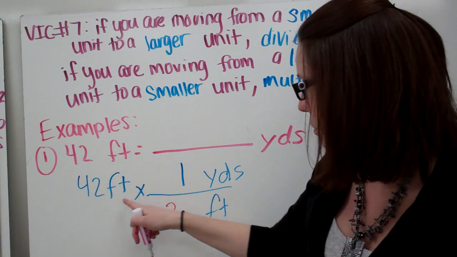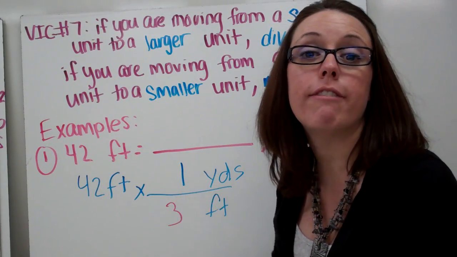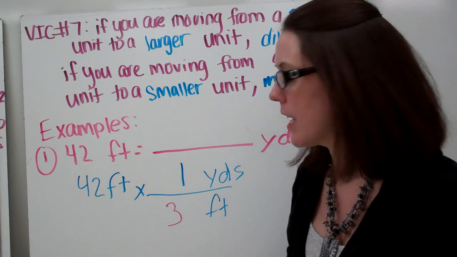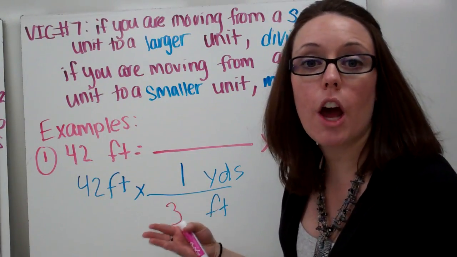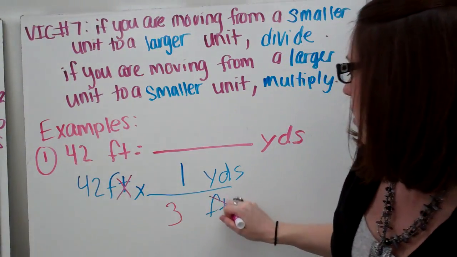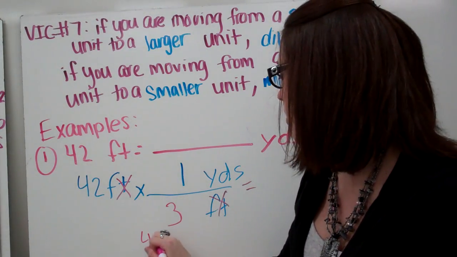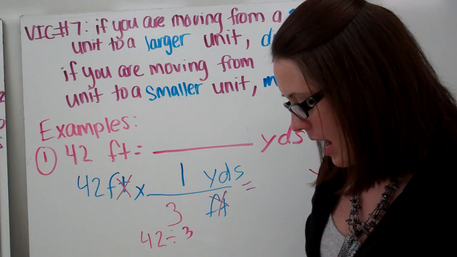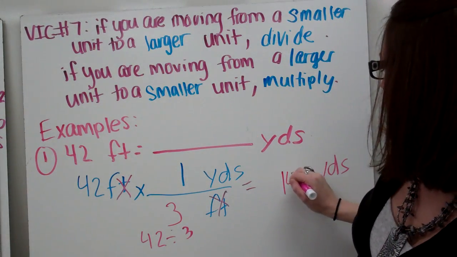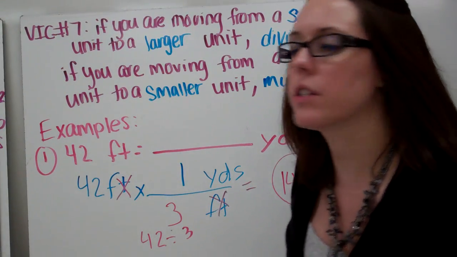So, notice we are multiplying by 1/3, which is the same thing as dividing by 3. Multiplying by 1/3 is the same thing as dividing by 3. Because this is in our denominator, we know the number other than 1 is in the denominator, so we know we're going to divide. Our units cancel, and we're going to be left with yards. We're going to do 42 divided by 3, and we know that 42 divided by 3 is actually 14 yards. So 42 feet is 14 yards.